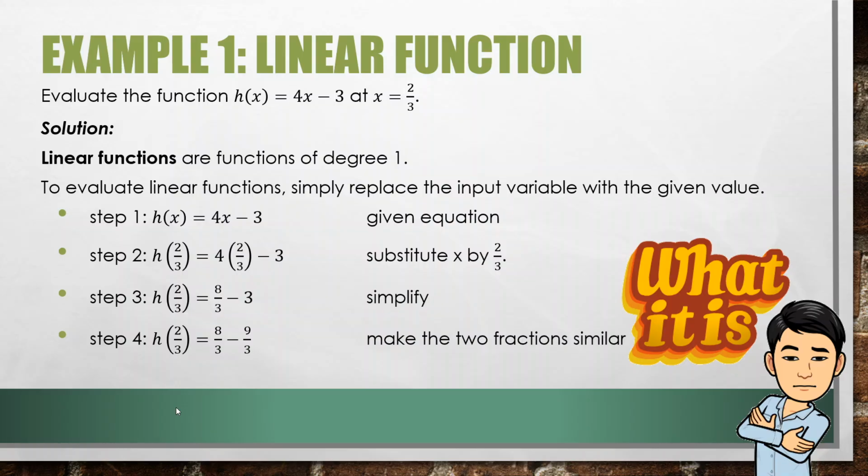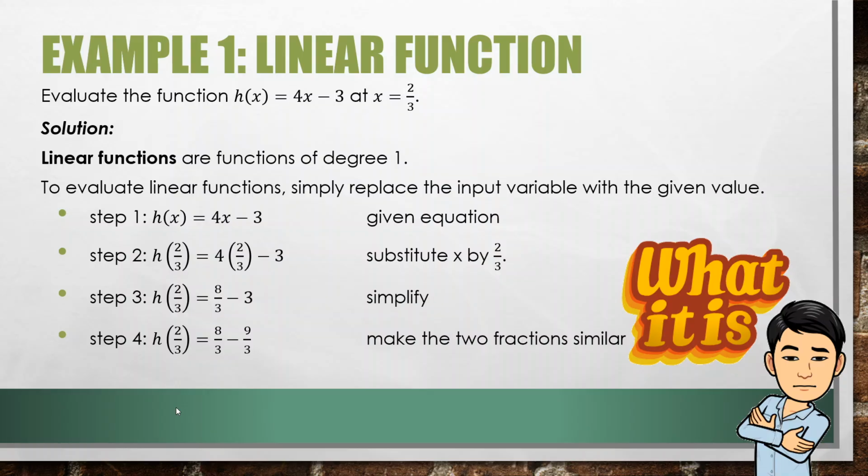So, mapapansin mo na doon sa ating step number 3, we have 8 over 3 minus 3. So, magkaiba sila ng denominator. So, gagawin lang natin, magiging both 3 yung kanilang denominator. So, magiging 8 over 3 minus 9 over 3.